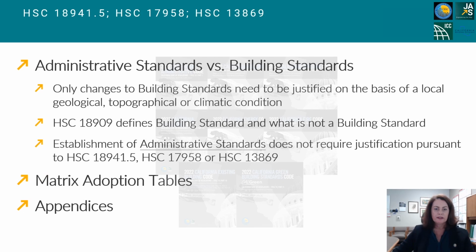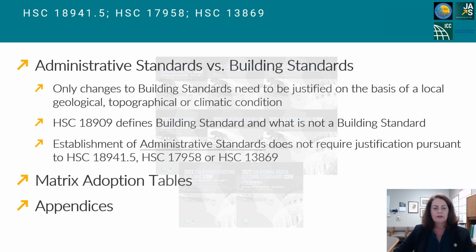The California Building Standards Codes contain all sorts of rules and regulations that establish how buildings and structures are supposed to be designed, constructed, and used and occupied. Not everything printed in the code books is regulatory or automatically enforceable. I'd like to touch on administrative standards versus building standards. It's very important to distinguish between administrative standards and building standards, not to be confused with the administrative chapter versus the other chapters in the building standards codes.